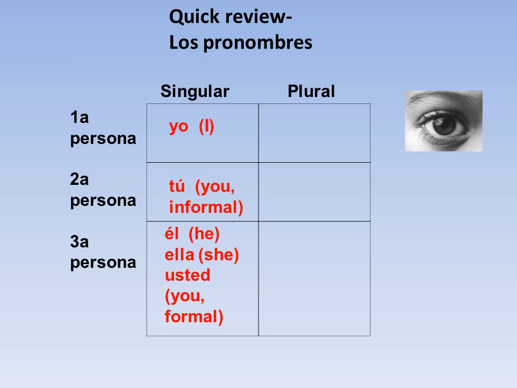Third person singular, we have él, which is he. Notice the accent over the E. Ella is she. And usted is the you formal. We use that to talk to Dr. Anderson, a police officer, someone we want to show respect to.